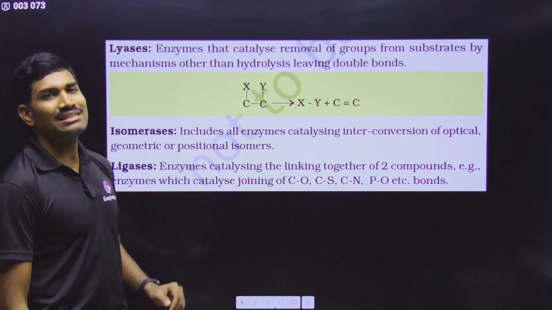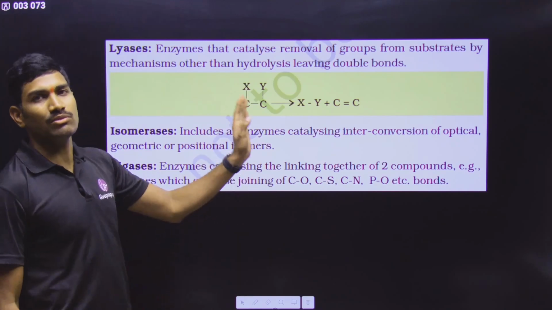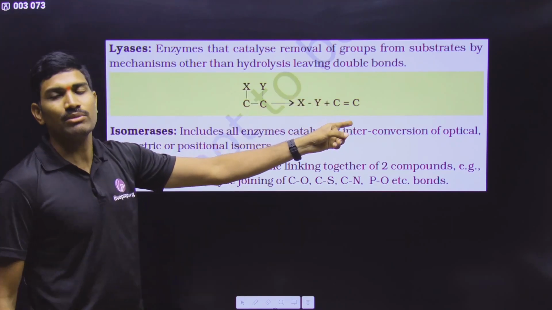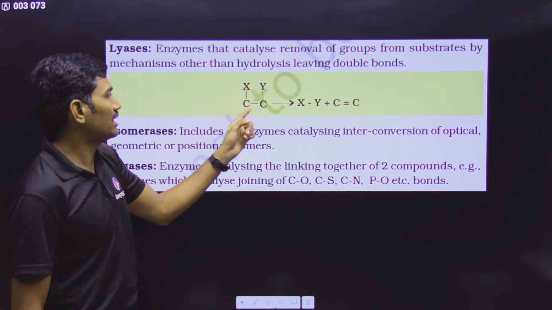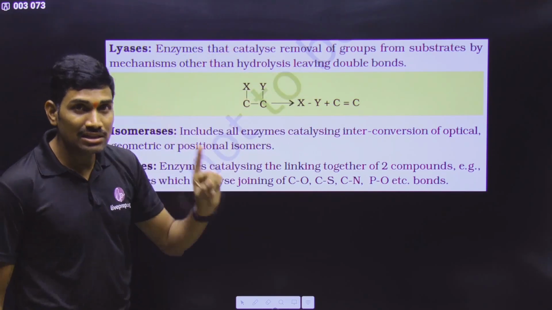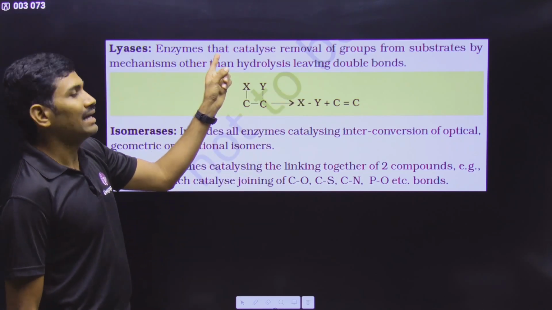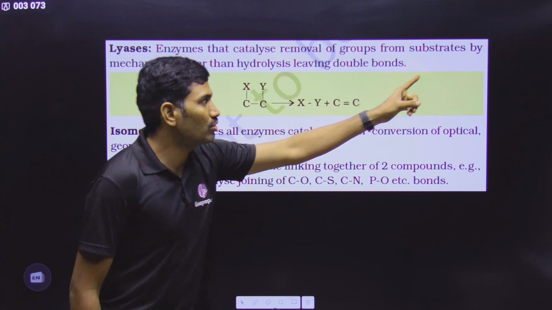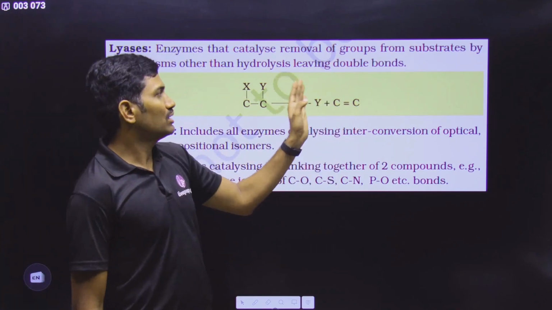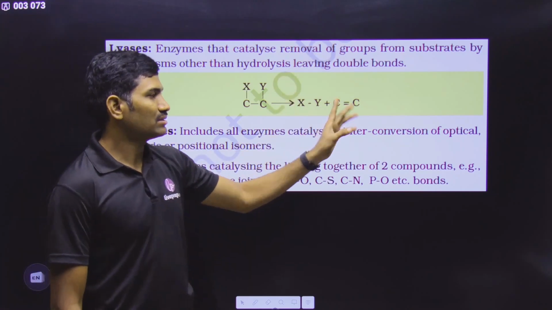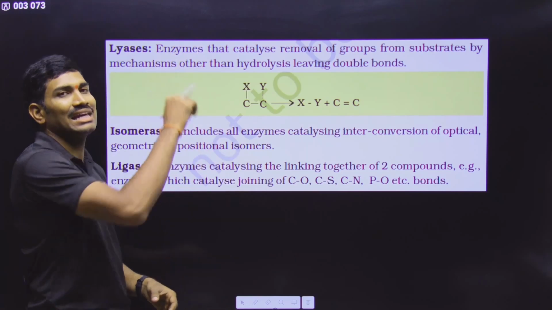Okay. Next one, lyases. Lyases, what they are doing, without involvement of water, some groups will be removed, so that generally they are involving in the formation of carbon-carbon double bonds. So here X is there, Y is there. Now these two are removed and carbon-carbon double bonds are formed. But in this case, the important point is water molecule is not used during this particular one. Enzymes that catalyze removal of groups from substrates by mechanisms other than hydrolysis, so that they are ultimately leaving double bonds between the carbons here. So in this way, if the enzymes are involved, they will belong to this lyases group.